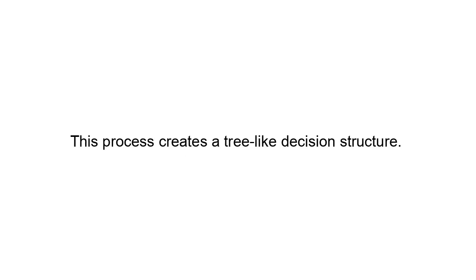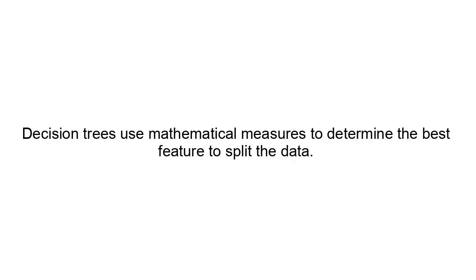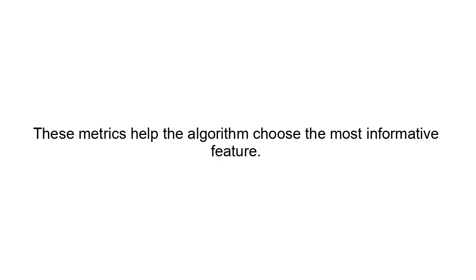Choosing the best split. Decision trees use mathematical measures to determine the best feature to split the data. Common measures include Gini index, entropy, and information gain. Example concept: feature evaluation, best split selection. These metrics help the algorithm choose the most informative feature.